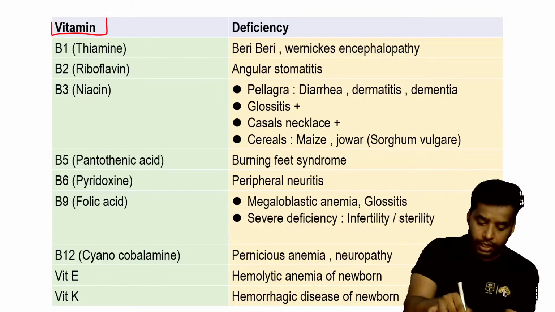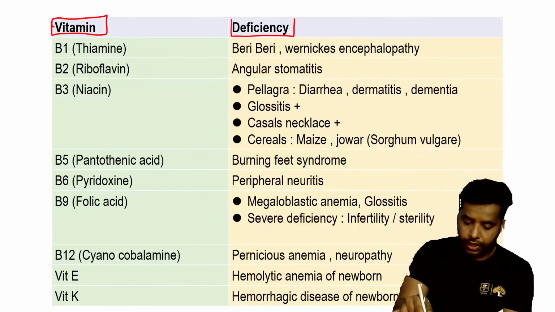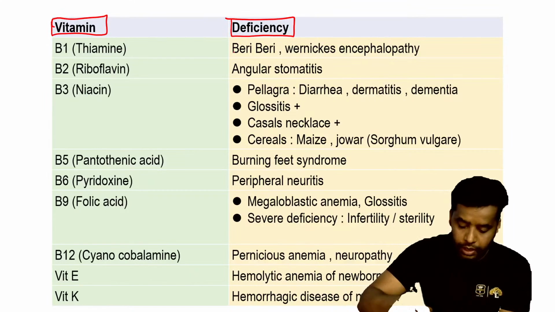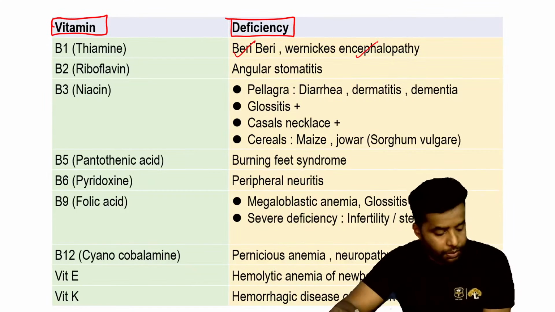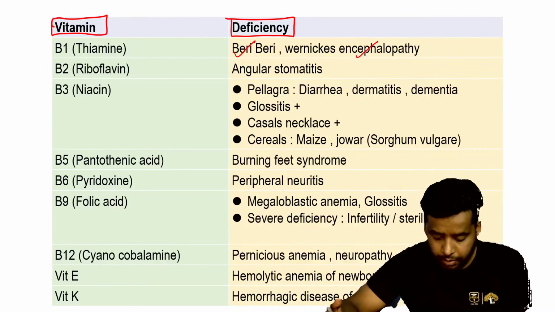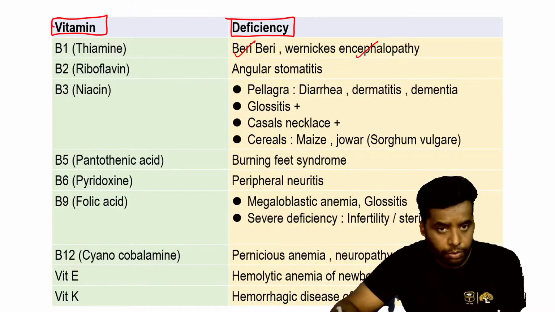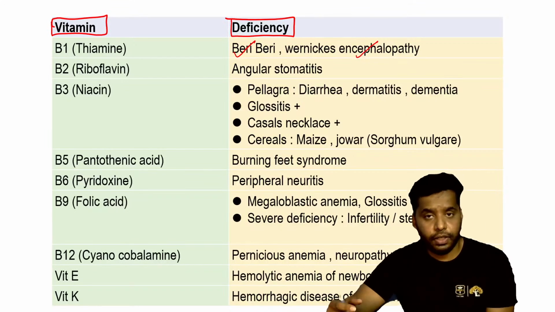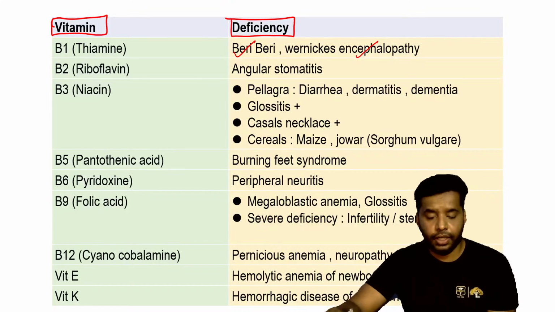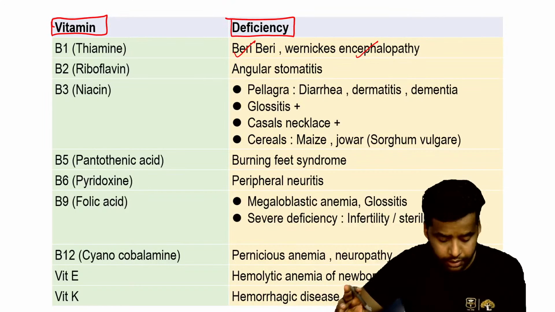Nutrition related questions. Vitamins and deficiencies, very, very important. Vitamin B1, beriberi, and Wernicke's encephalopathy. Beriberi, two types, dry, wet. Dry beriberi can present with peripheral neuropathy. Wet beriberi can present with congestive cardiac failure. Wernicke's encephalopathy is seen in chronic alcoholics.